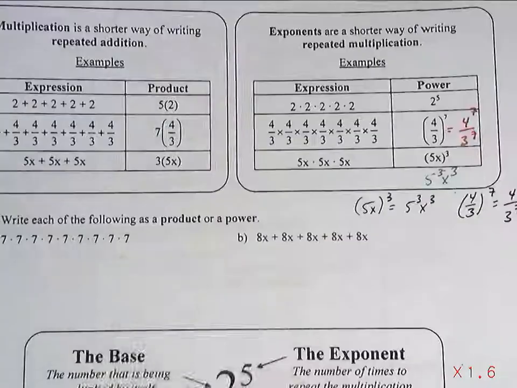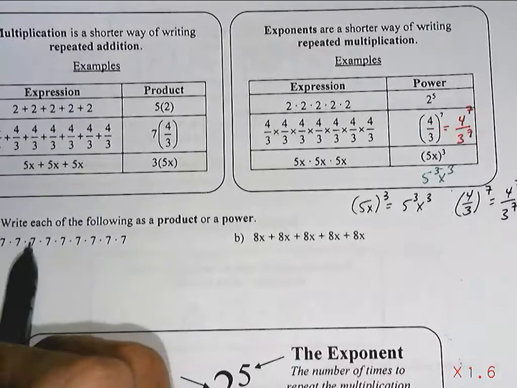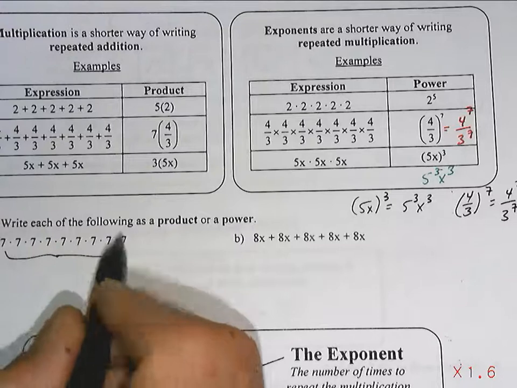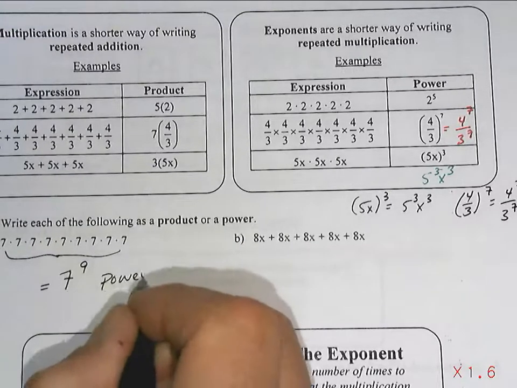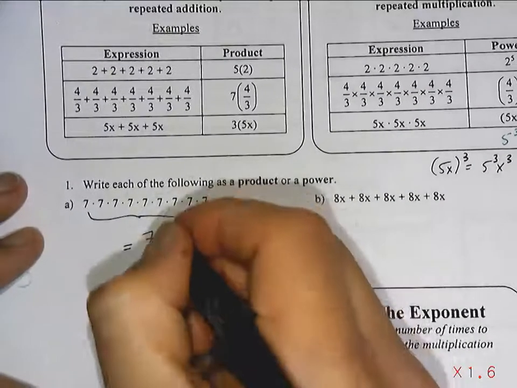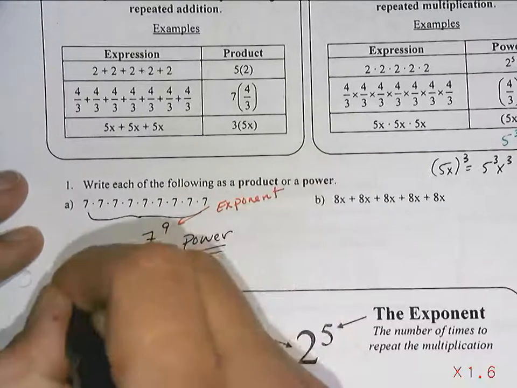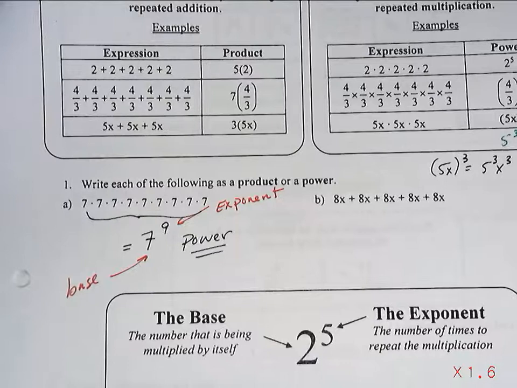Okay. Write each of the following as a product or a power. So it's going to be 7 times 7 times 7 times 7. How many are there? 1, 2, 3, 4, 5, 6, 7, 8, 9. So it's 7 to the 9. So that is being written as a power. We often call that an exponent, but that's the wrong terminology. The 9 is the exponent. The 7 is the base. The whole thing is called a power. And we incorrectly have been calling that an exponent from grade 8, grade 9, grade 10, all the way through. We need to fix it.